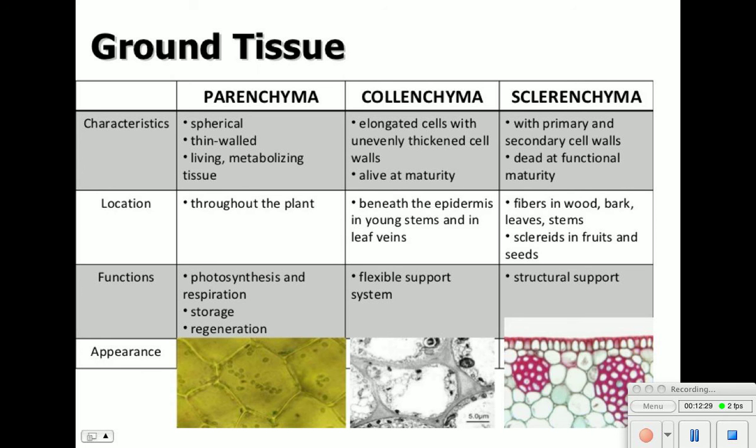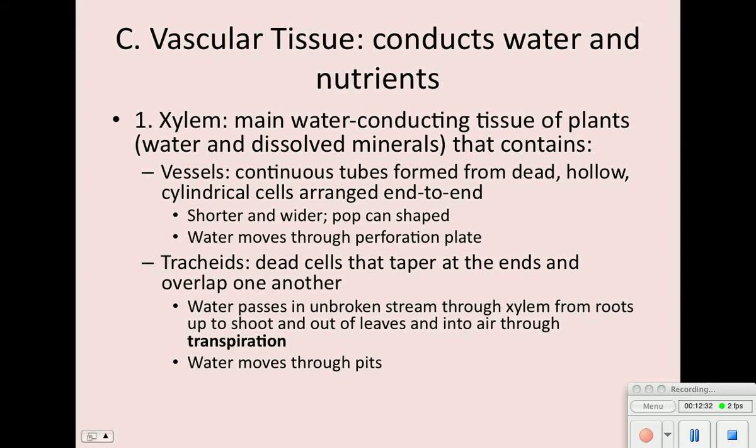Okay, so this is just a slide depicting a nice little summary of the 3 types of ground tissue cells that we were looking at. So, yeah. Okay, moving on to vascular tissue with water and nutrient transportation. So we have xylem, which moves water, but it can also contain dissolved minerals in it.